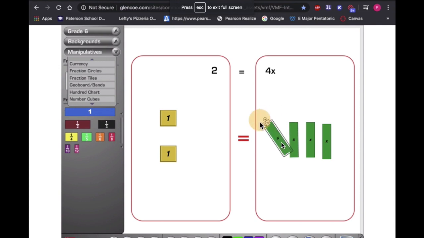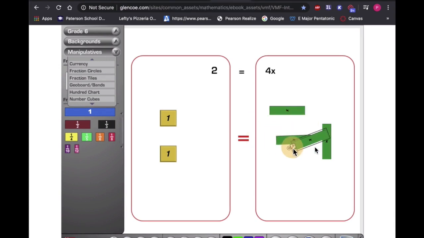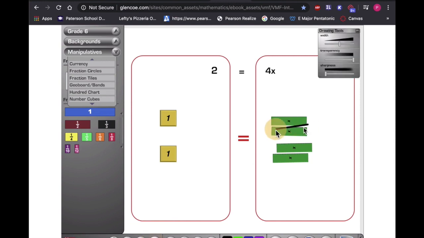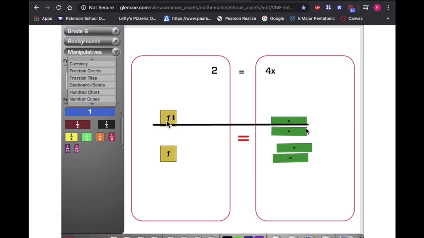Okay, so now I have 4 x's, and I'm dividing it by 4. Now the tricky part is that I only have 2 1's over here. So that means I have more x's in each group. So how many 1's will fit? Well, basically what ends up happening is that when I go to group these, the 1 is going to be divided in half, as you can see there.